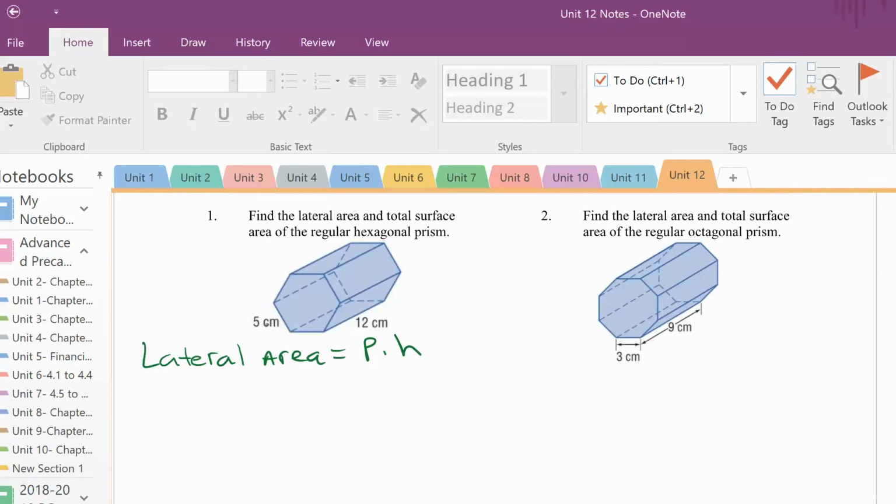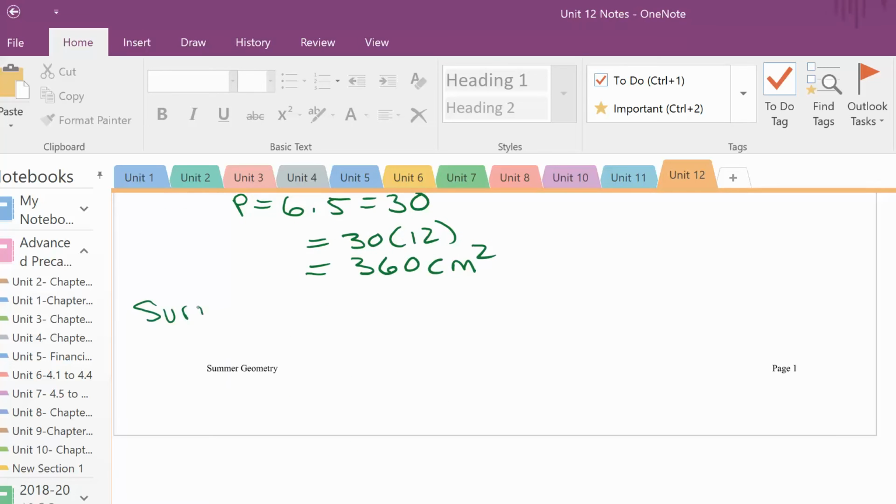The side length is 5. So perimeter of the base times the height. 5 is one side, so the perimeter is 6 times 5, which is 30, and the height is 12. So the lateral area is 30 times 12, which is 360 square centimeters. As far as the surface area, that's equal to the lateral area plus the area of the two bases.